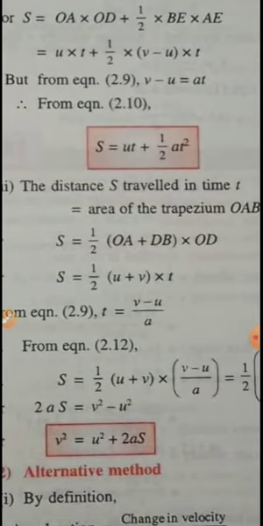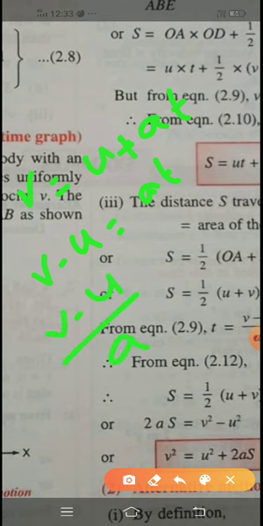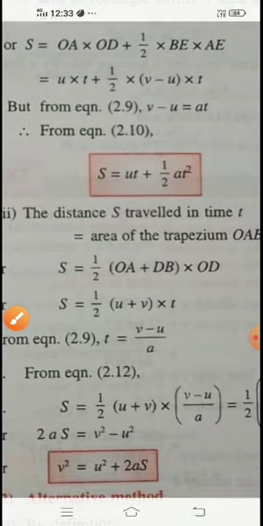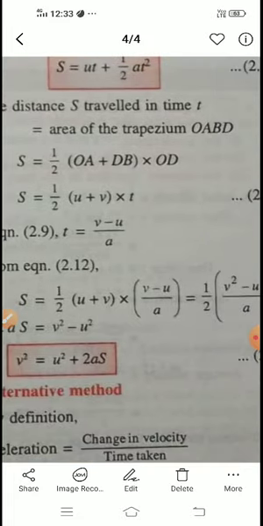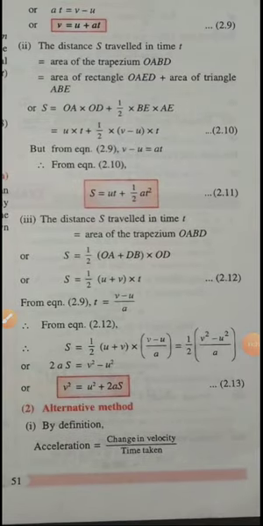Now I'm going to substitute for my T. In the earlier case we substituted for velocity; here I'm going to substitute for T. Again take your first set of equation. What is our first set of equation? V is equal to U plus AT. Therefore V minus U is equal to AT, so V minus U divided by A is equal to T. This is how we got this equation, which I am going to substitute here. After substituting V minus U by A, you can see U plus V into V minus U divided by A.